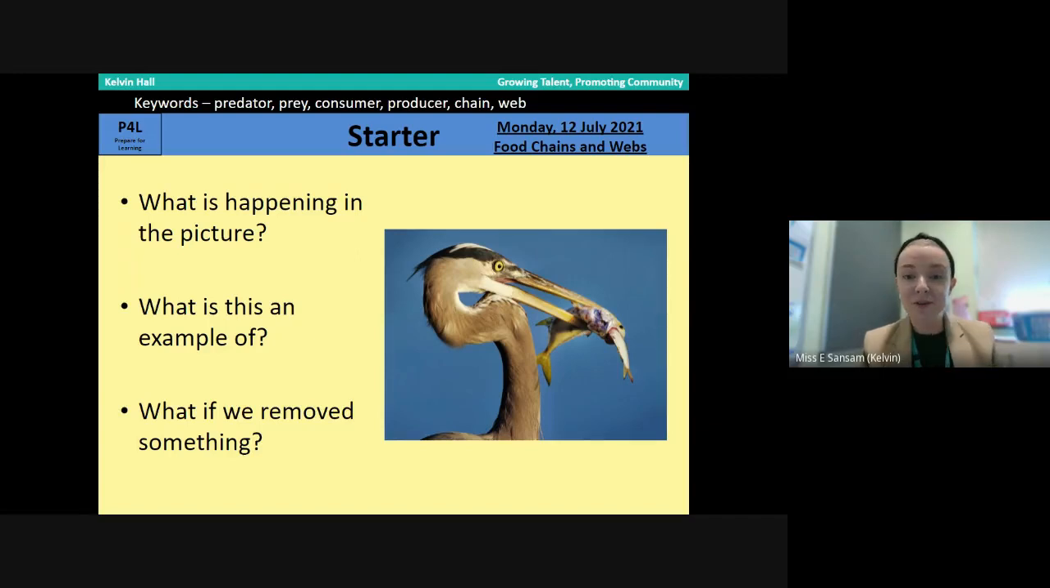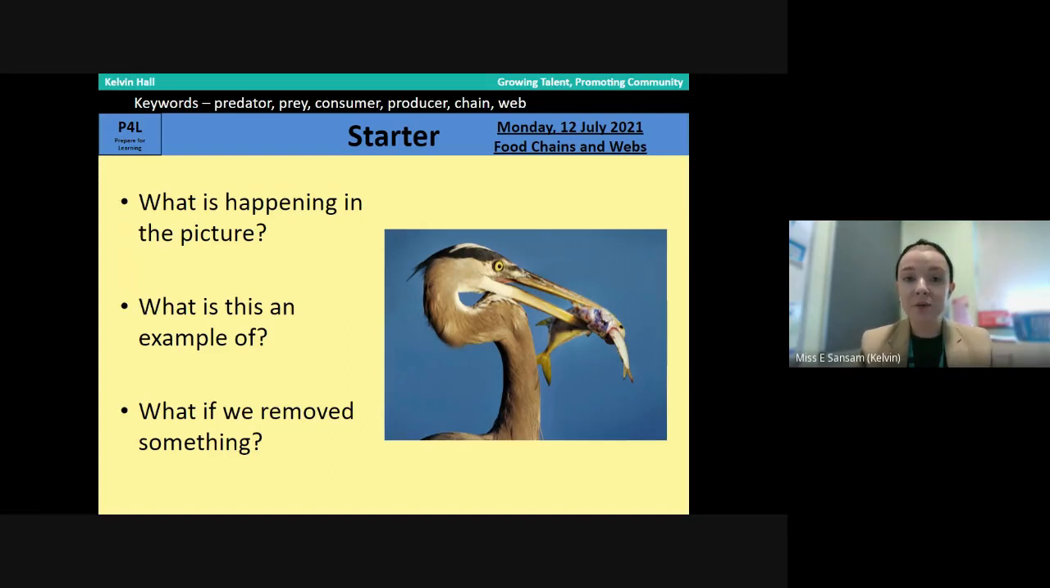Hopefully you've had a chance to answer the questions then. Happening in the picture, hopefully you are able to see that there is a bird, and in its beak is a fish, and in the fish's mouth is another fish. And this is an example of a food chain that we can see right in front of our eyes.